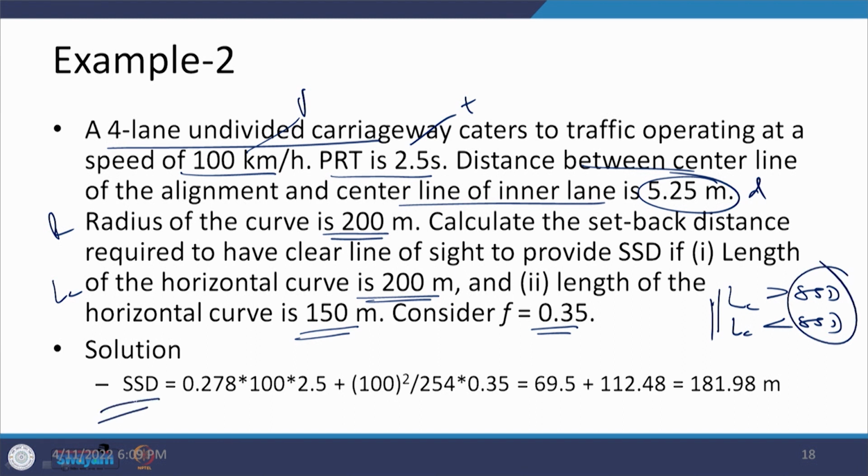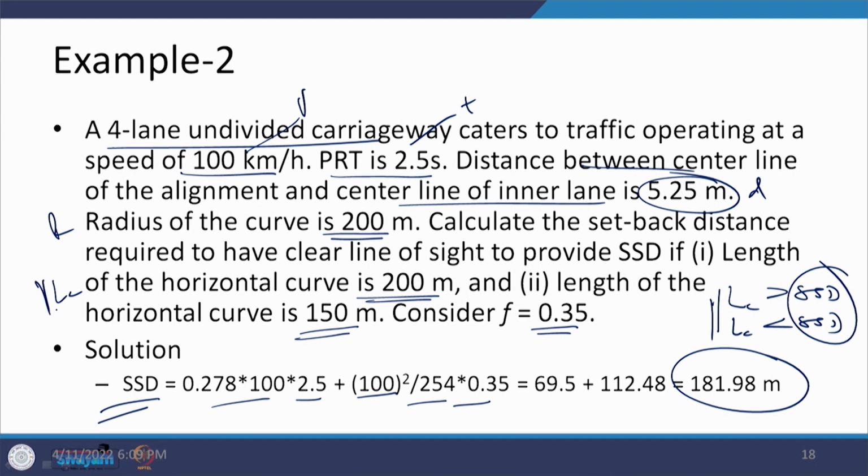Now, we calculate SSD, which is nothing but the perception distance plus the braking distance. So, 0.278 into 100 into 2.5 is the distance travelled during the perception reaction time, and for braking it is V square divided by 254 f. So, 100 square divided by 254 into 0.35. What we get is around 182 meters as the safe stopping sight distance.